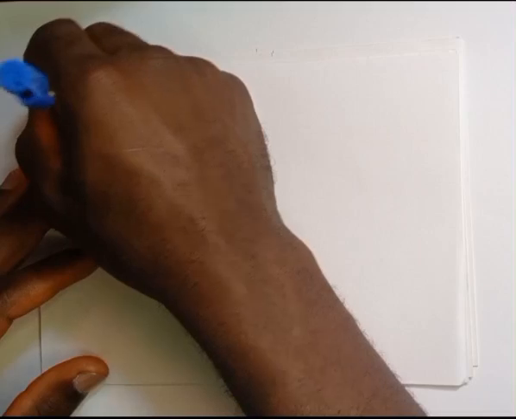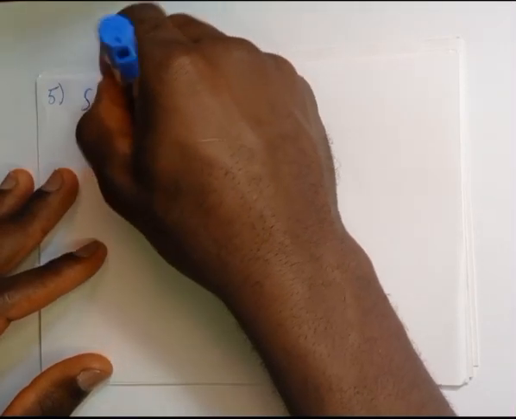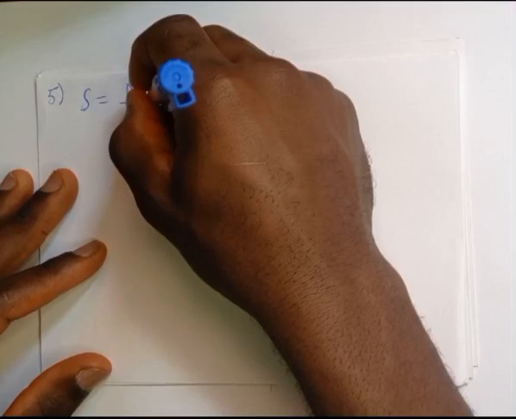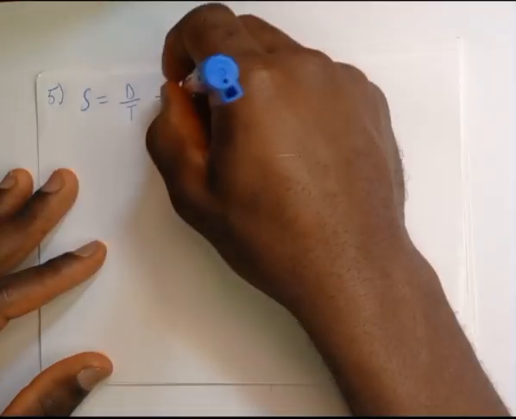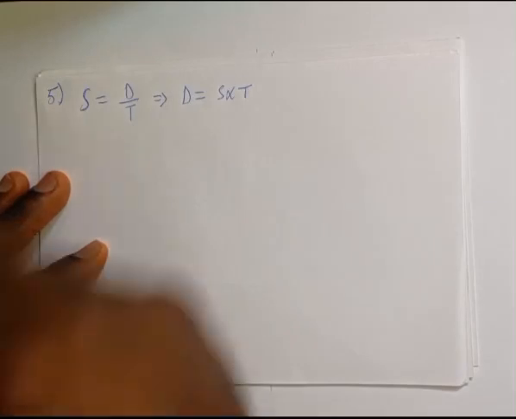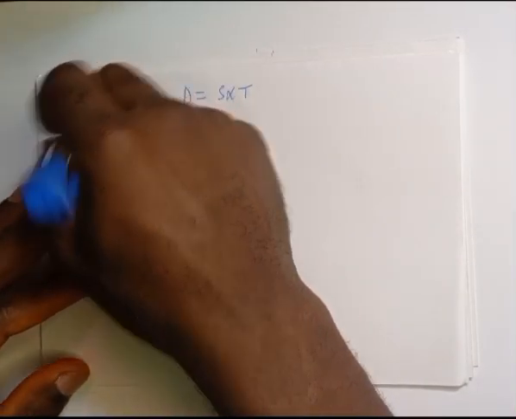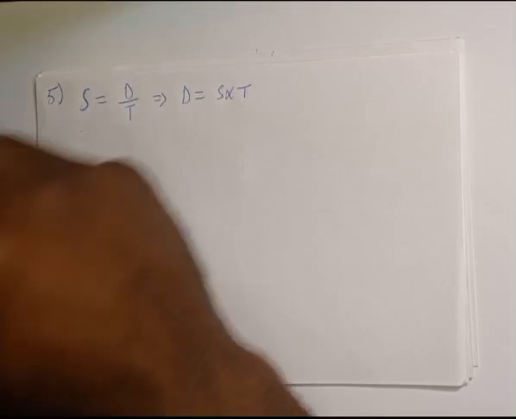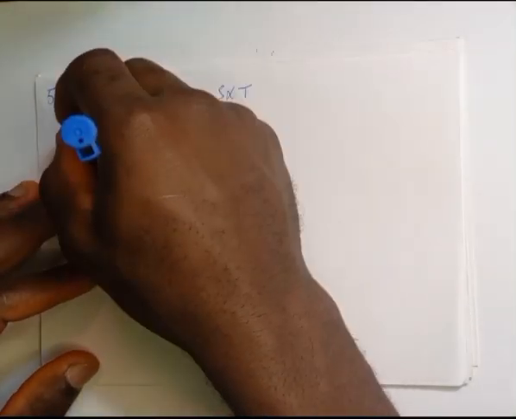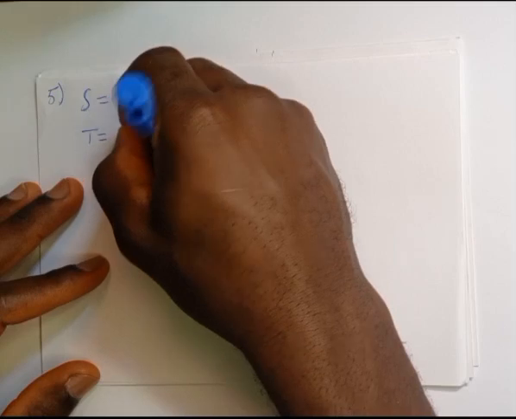By making use of s equal to d over t, we know the distance covered is simply equal to s times t. From the first part of the question, we have been told that if you can drive to school in 15 minutes, that means the time taken to school is 15 minutes.